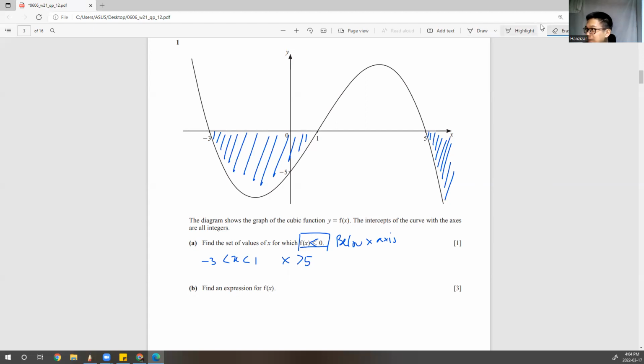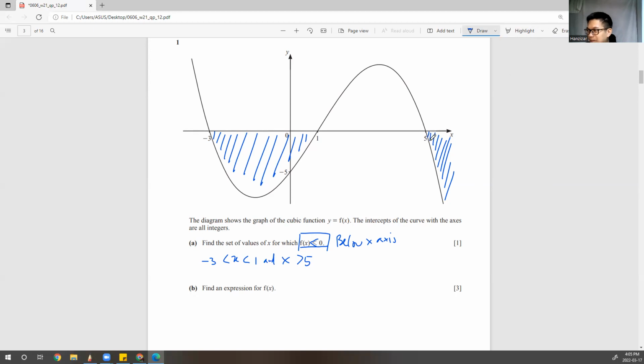When it is a cubic function, you need the cubic rule. So what is the cubic expression? For part a, it's quite simple. Just look below the x-axis, and it has to be in between negative 3 and 1, and then x is more than 5.